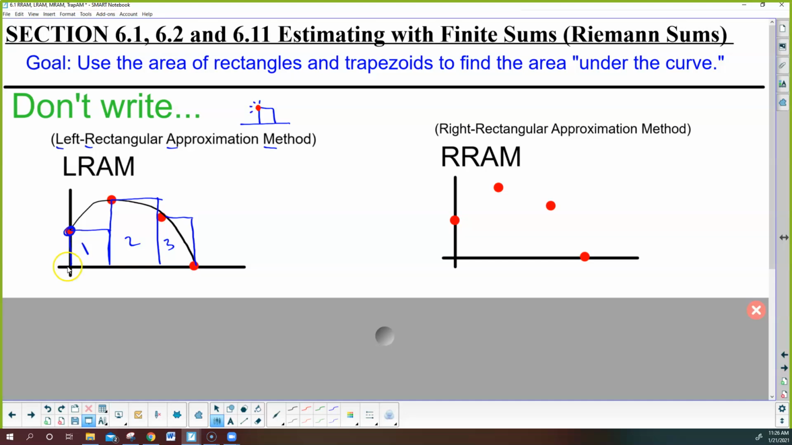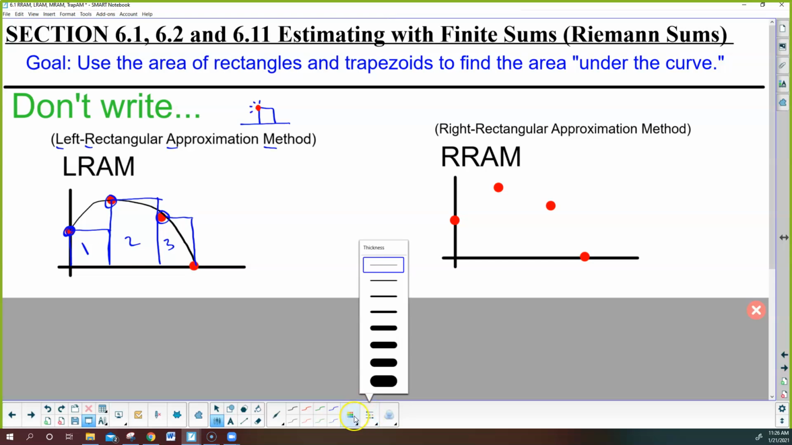And I can find the area of a rectangle by doing length times width. But the width is the distance between the points, and the height is the output of the left-handed side. So we're going to refer to that in a little bit. Well, what would a right rectangular approximation method be? Or we call those RRAMs.